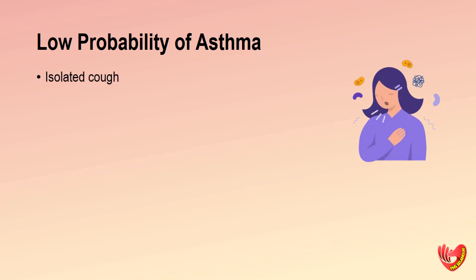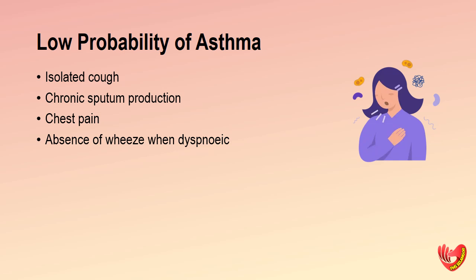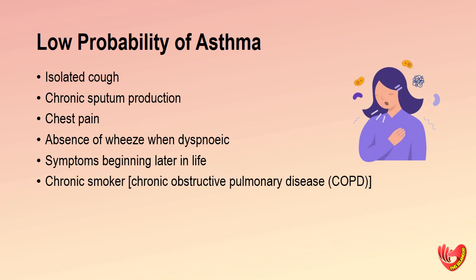The following features decrease the probability that symptoms are due to asthma: isolated cough, chronic sputum production, chest pain, absence of wheeze during dyspnea, symptoms beginning later in life, and chronic smoker.